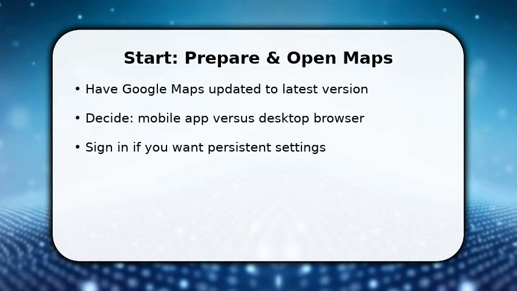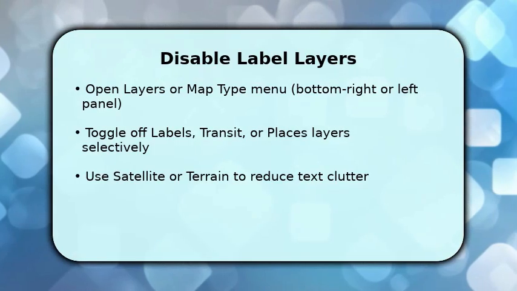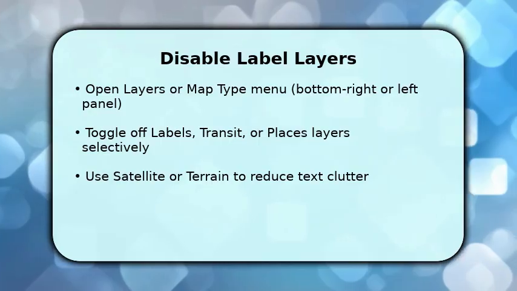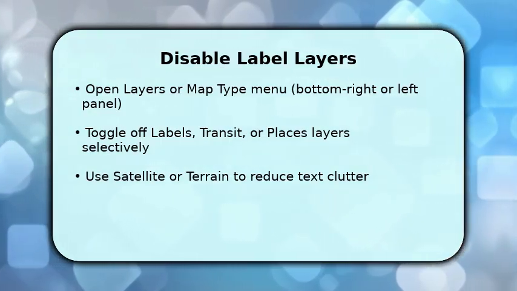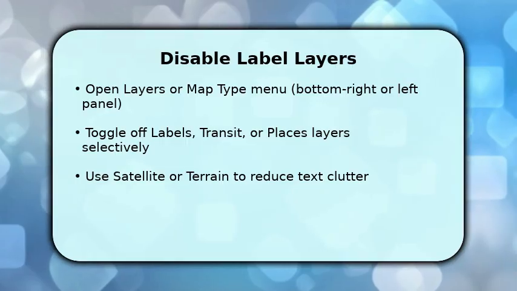You should open the Layers or Map Type menu and inspect each layer. Then toggle off the Labels or Places layer. On mobile, tap Layers, then uncheck Labels. On desktop, use the menu to switch to Satellite with labels off.